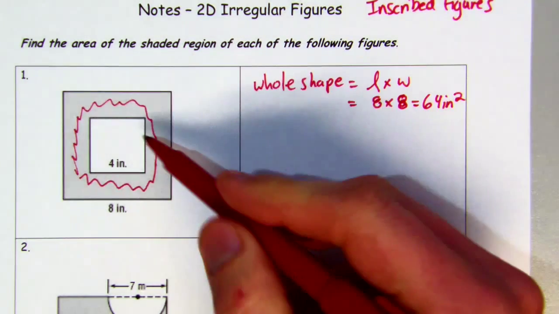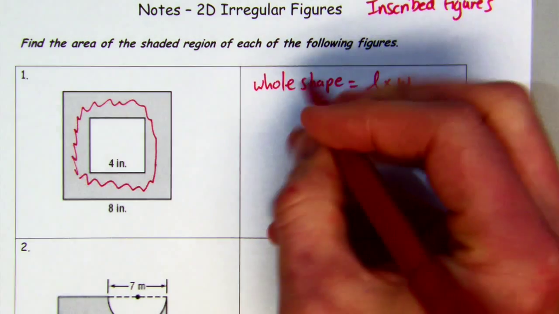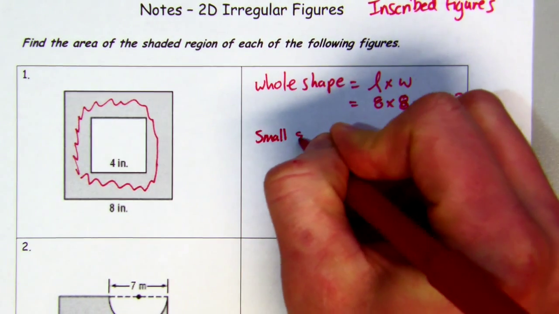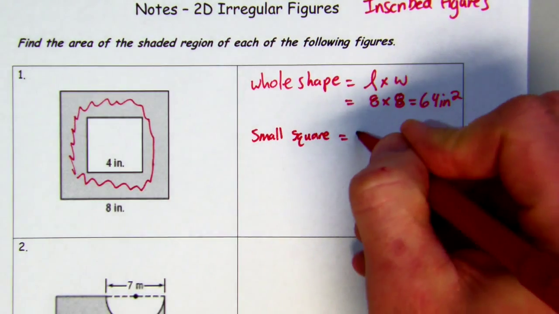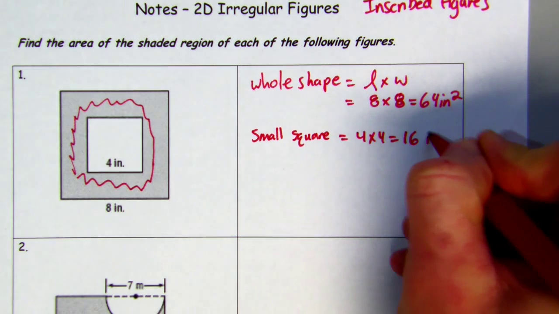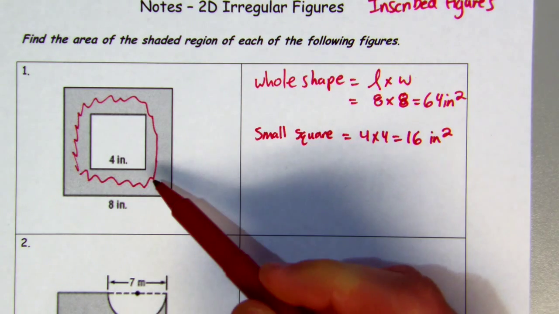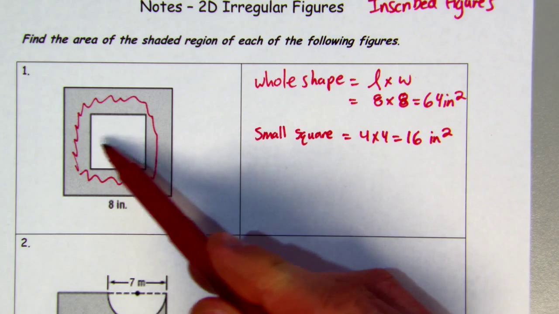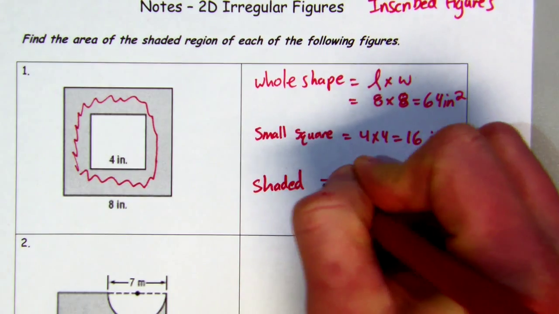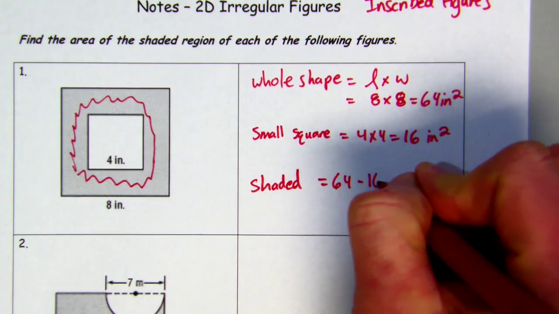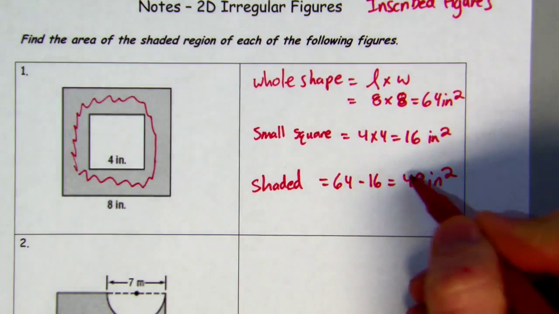I'm then going to figure out this inside part here, the part that's not shaded, because I'm going to end up subtracting it eventually. So we're going to do the small square, or inner square, we can write. Okay, and that is again length times width, but as a 4 times 4 is 16. Again, that is inches squared. I'm going to take the difference of these two. I'm going to take what I found the middle part to be and subtract it from the whole area. So this is the shaded area. So that's going to be 64 minus 16 is 48 inches squared will be my answer.